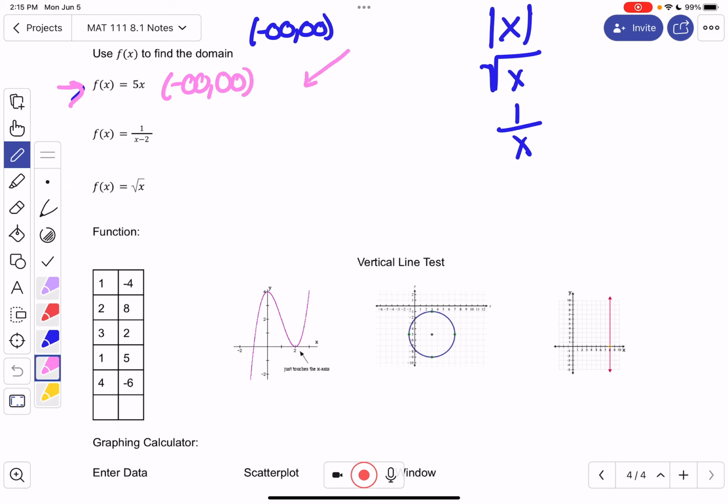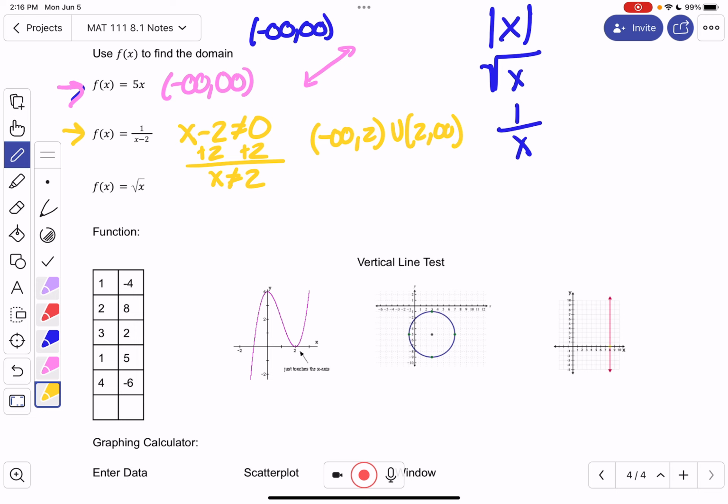And if you think about it, it's a graph, goes on forever on both ends. And the second one's a fraction. We know we can't have 0 on the bottom. So to find the domain, we just say x minus 2 can't equal 0. Add 2 to both sides, and we know x cannot equal 2. It's everything else. So in interval notation, that would be -infinity to 2 and 2 to infinity. So you could write it in either of those depending on what's asked.